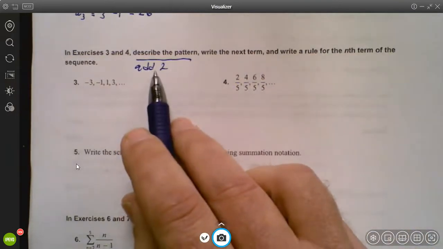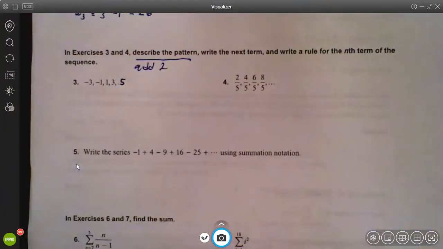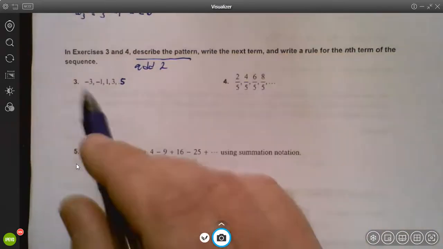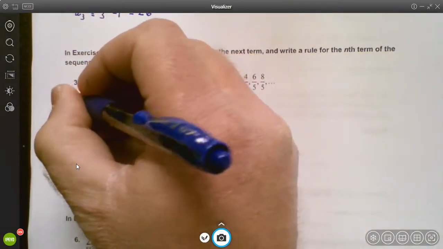So using this pattern, if I'm adding 2, I know the next term in my sequence would be a 5. Right? And you could keep going. You could keep adding 2's to get that. But let's talk about writing the rule, because here's the challenging part. So if we're going to write the rule, your best approach is to just lay it out like this.